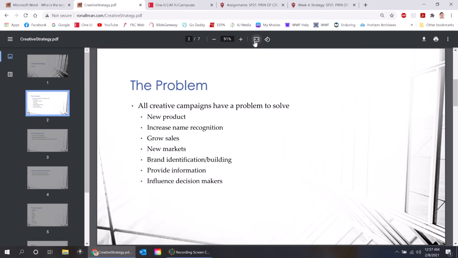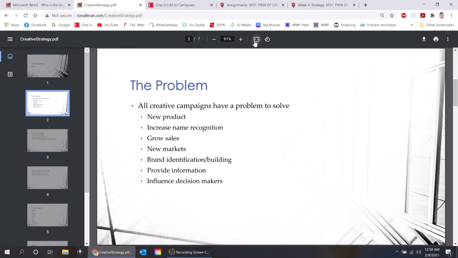Brand identification or brand building, I kind of already touched on that briefly. And a brand is when you link a name to an idea. For example, ESPN. When you say ESPN, you think sports. That's good branding. When you think of Disney, you may think of family-friendly entertainment. Good branding. A good creative campaign can draw those lines between a company name and what they do or what they want to be identified for.